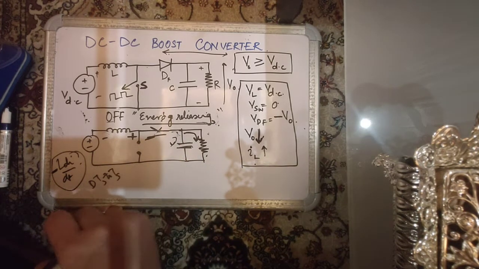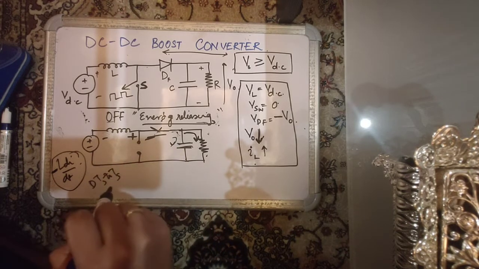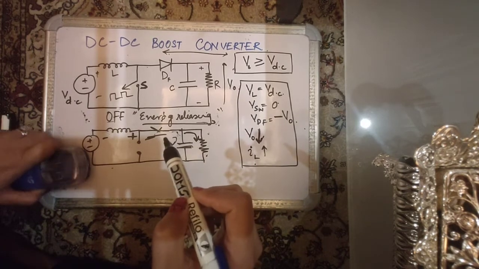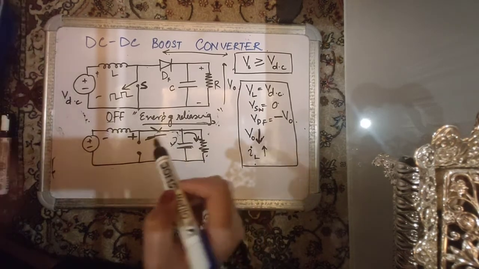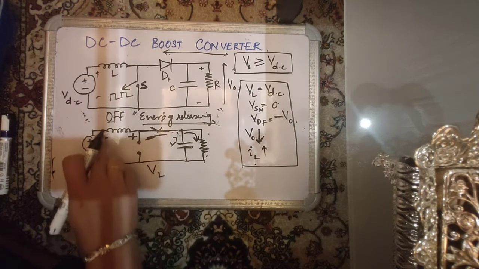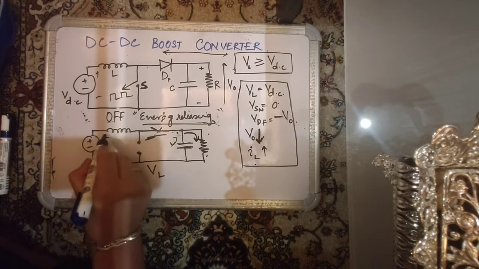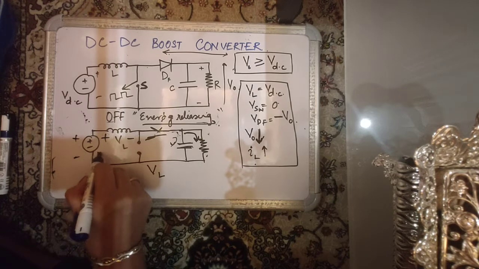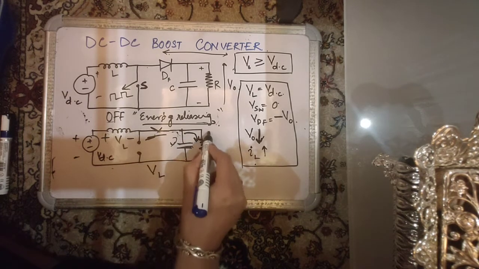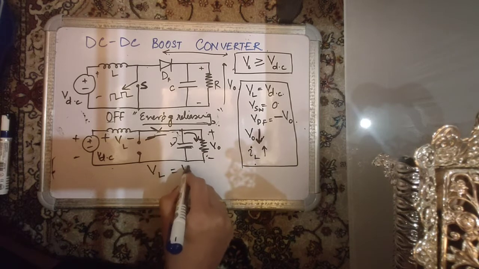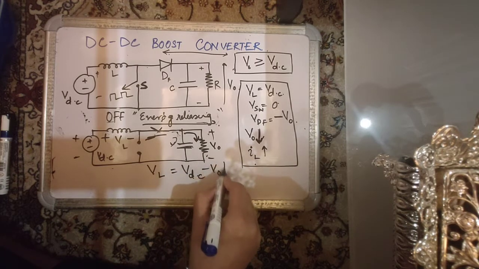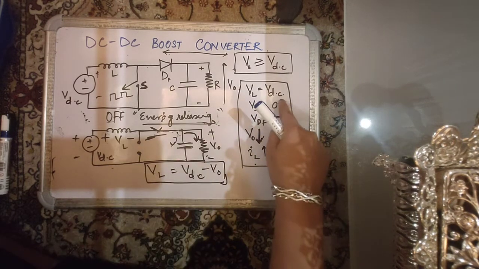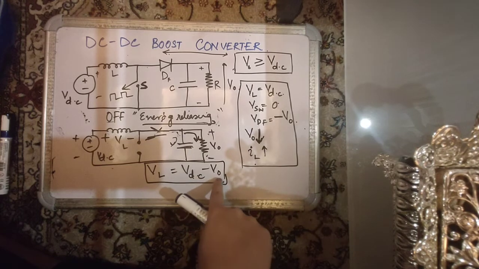Okay, so now let's see the waveforms during this interval. So the waveforms are like this. Your inductor voltage, let's stick to the polarity that we had chosen. This is the polarity VL. The inductor voltage right now is, if this is VDC, then this is V naught, then VL is equal to VDC minus V naught.